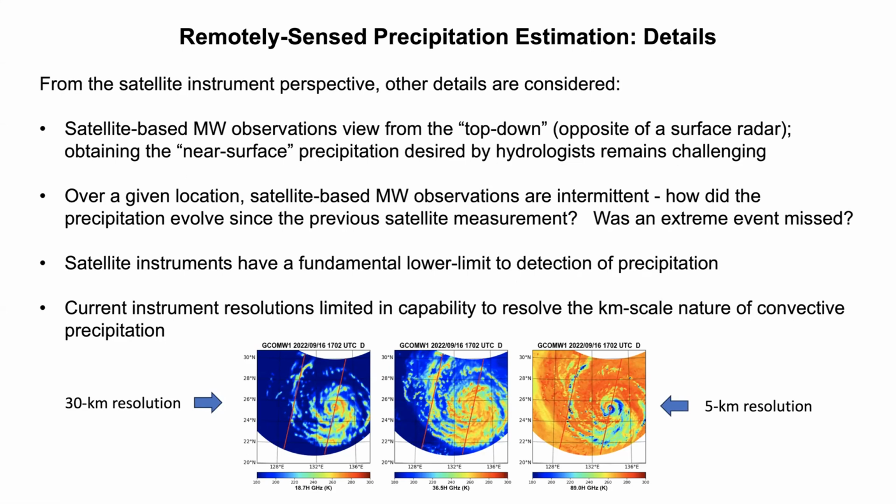And satellites are intermittent, as we all know. They have an orbit pattern. How long was it before the previous satellite overflew? Did you miss an extreme event because it happened in between? Things like that. So there's always these sampling issues you have to deal with.